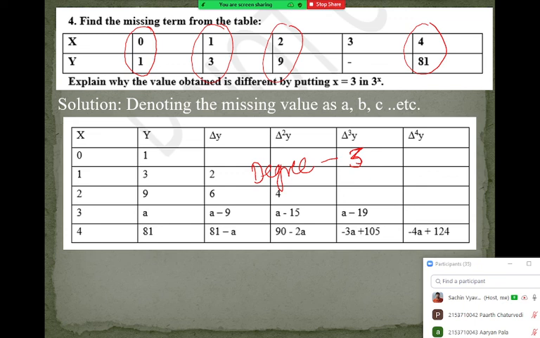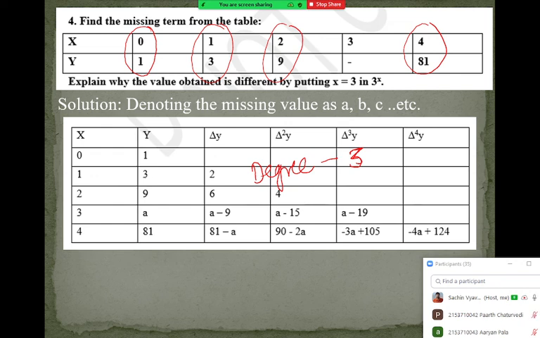So what should be the fourth difference? If the polynomial is of degree 3, then the fourth difference should be 0. If the degree is 3, then the third difference is constant.